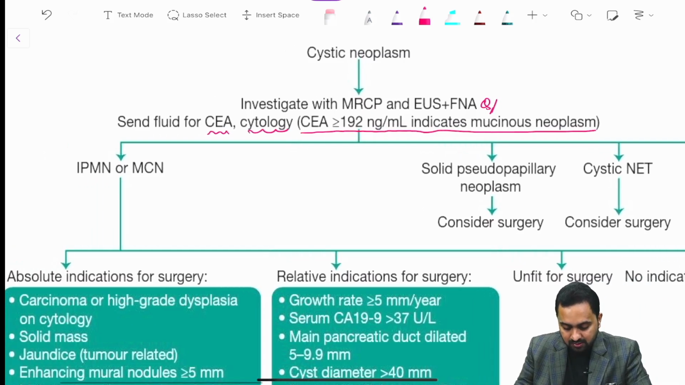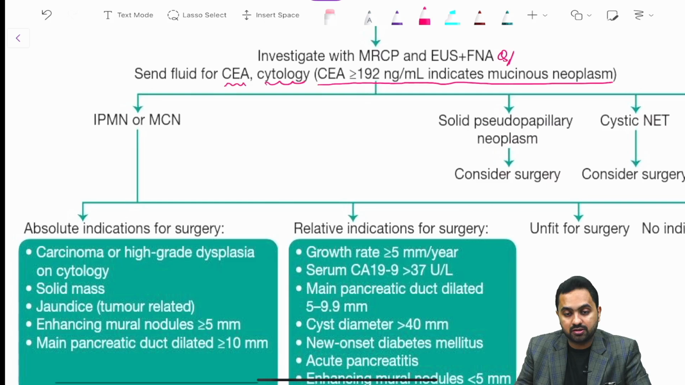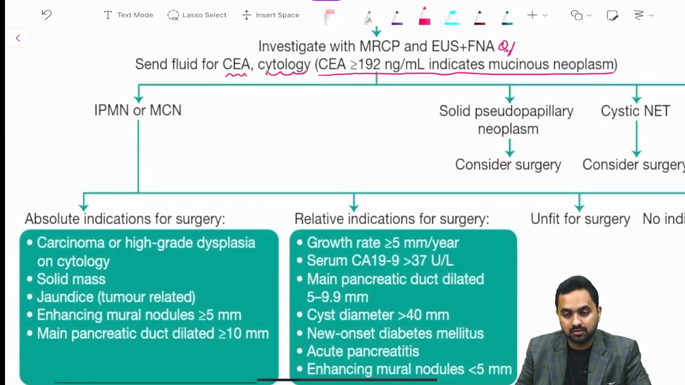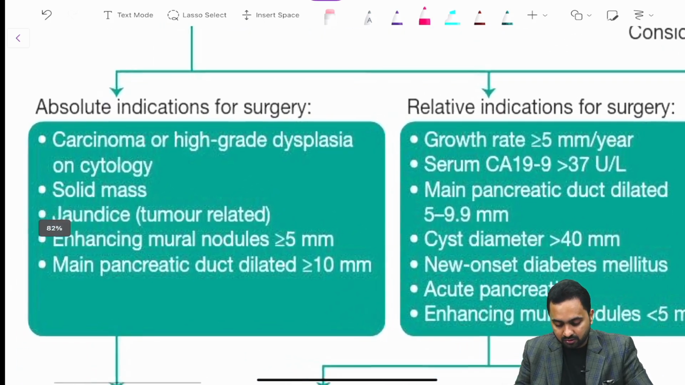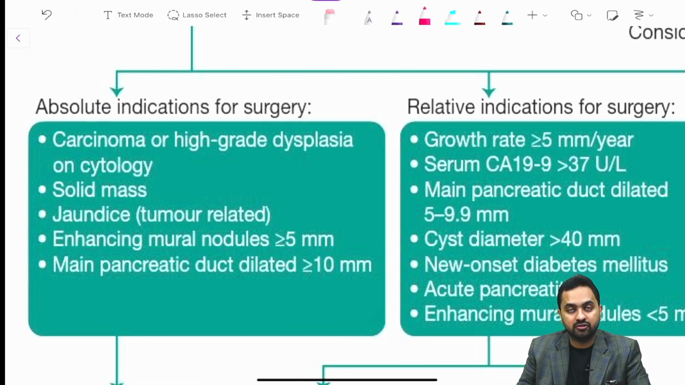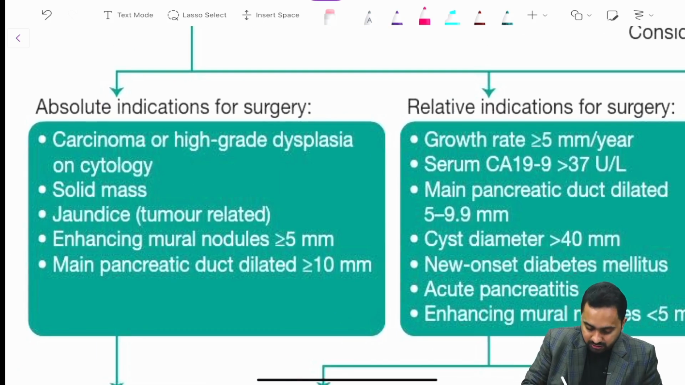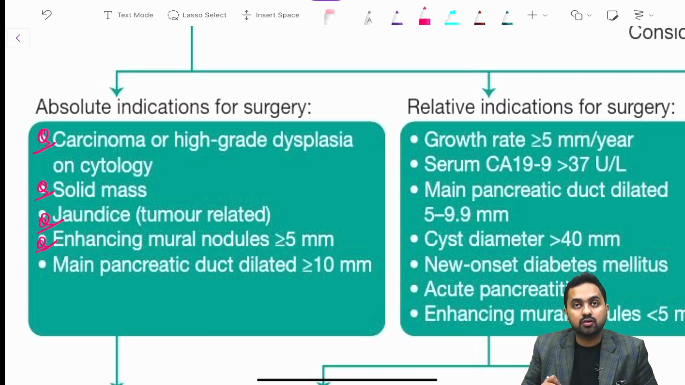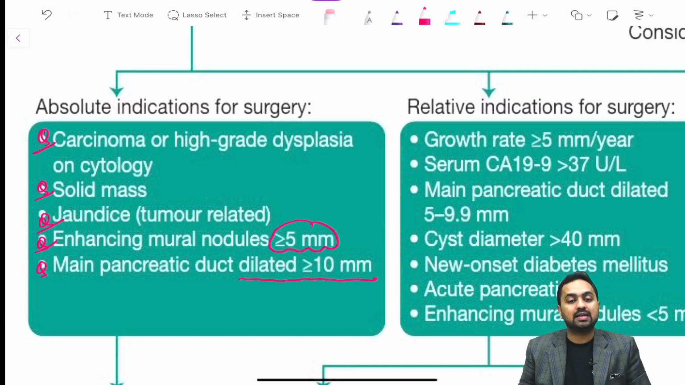Now, if it is an intraductal papillary mucinous neoplasm or a mucinous neoplasm, then we check for the absolute indications for surgery. The absolute indications for surgery include your carcinoma or a high grade dysplasia, then we have your solid mass, jaundice, enhancing mural nodules with size more than 5 mm, and your main pancreatic duct dilated more than 10 mm.